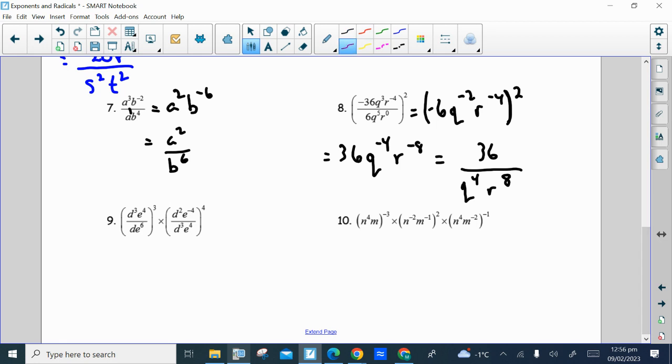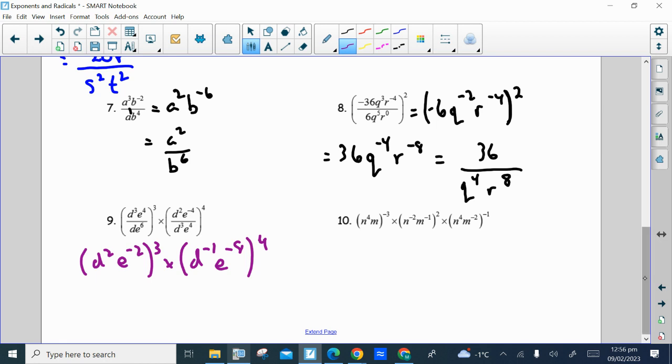Question 9. I would simplify inside the brackets first. D to the 3 divided by D to the 1. You subtract the exponents. 3 minus 1 is 2. When you divide the e's, you subtract the exponents. 4 minus 6 is negative 2. Same thing in the second bracket. I will divide the d's by subtracting the exponents. 2 take away 3 is negative 1. Negative 4 take away 4 is negative 8. And again, if you're not sure, use your calculator. But you have to remember, because you're dividing powers, you subtract the exponents.